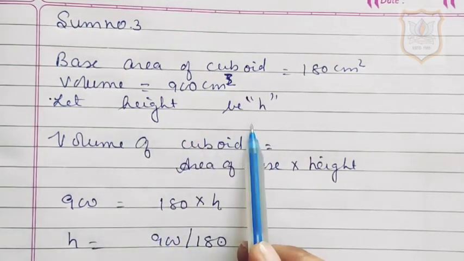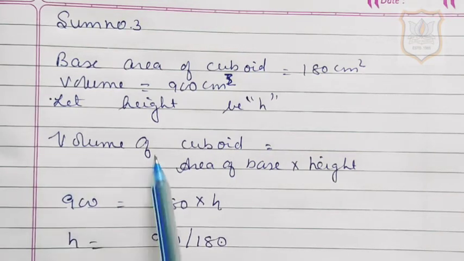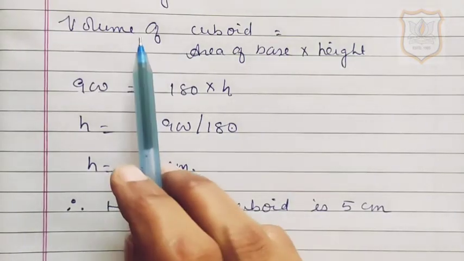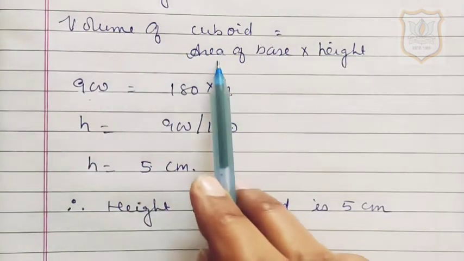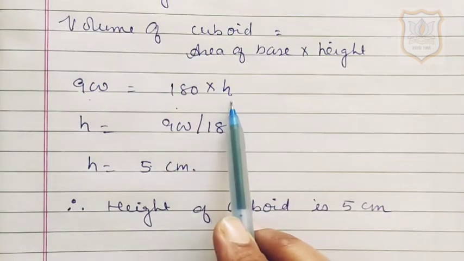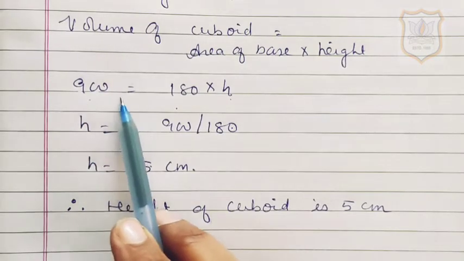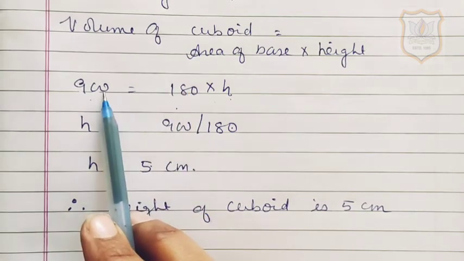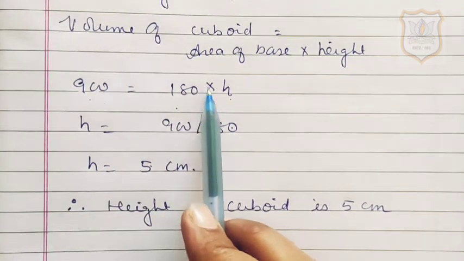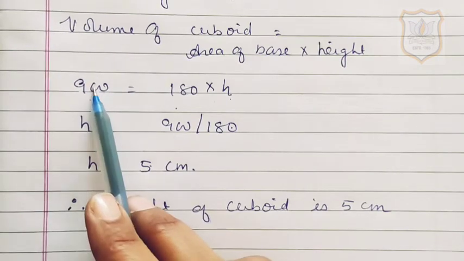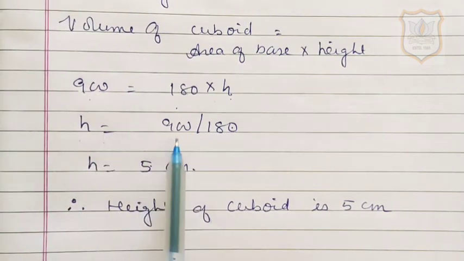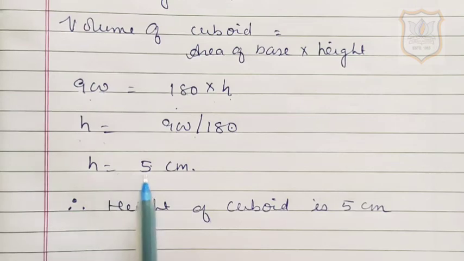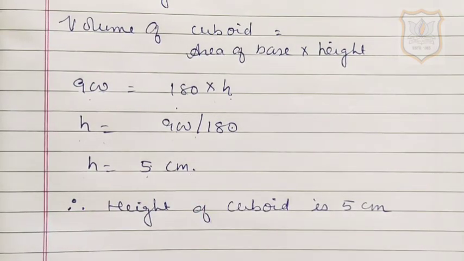So let height be h. Now volume of the cuboid is equal to area of base into height. Now volume of the cuboid given in the question was 900, area of base given in the question was 180, height we have given as h. So 900 equals 180 into h. Here we will transpose this 180 and bring it to this side. So here 180 we are multiplying. If we transpose it, then we will divide 900 by 180. H equals 900 divided by 180. 180 fives are 900. So h equals 5 centimeter. Therefore height of the cuboid is 5 centimeter.